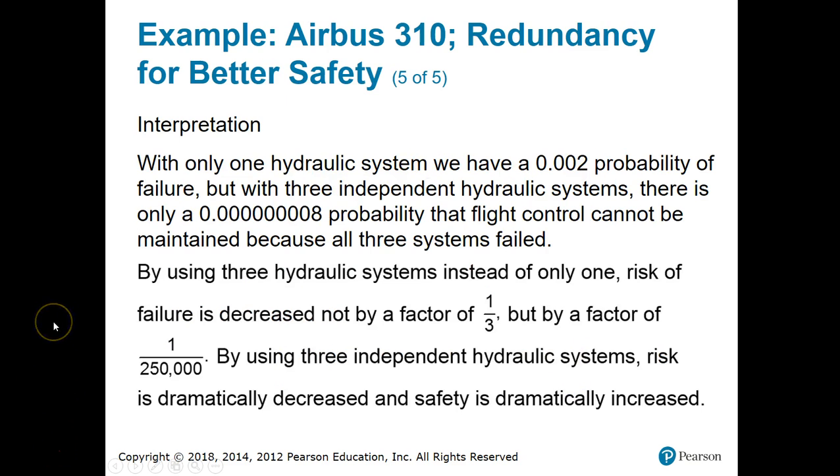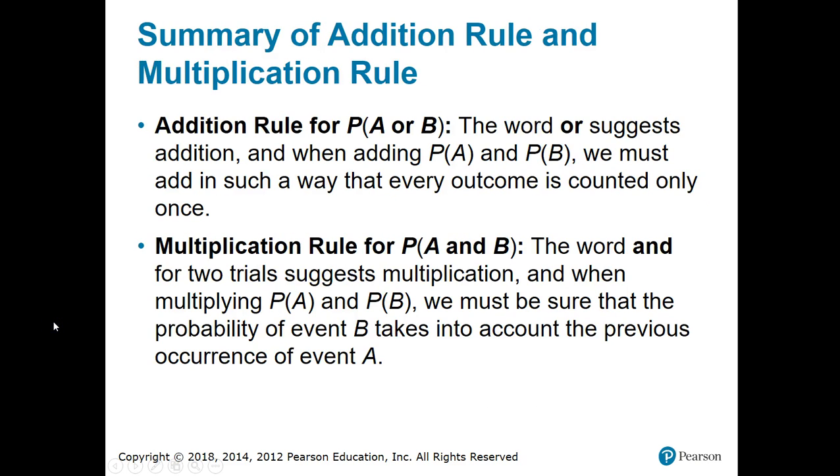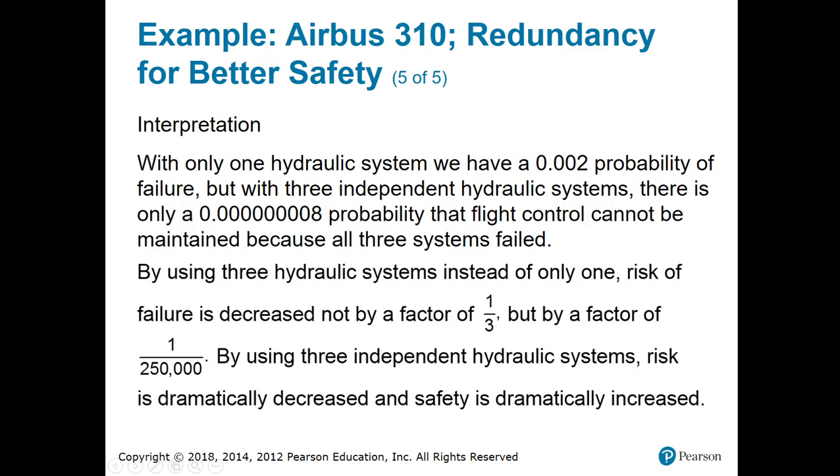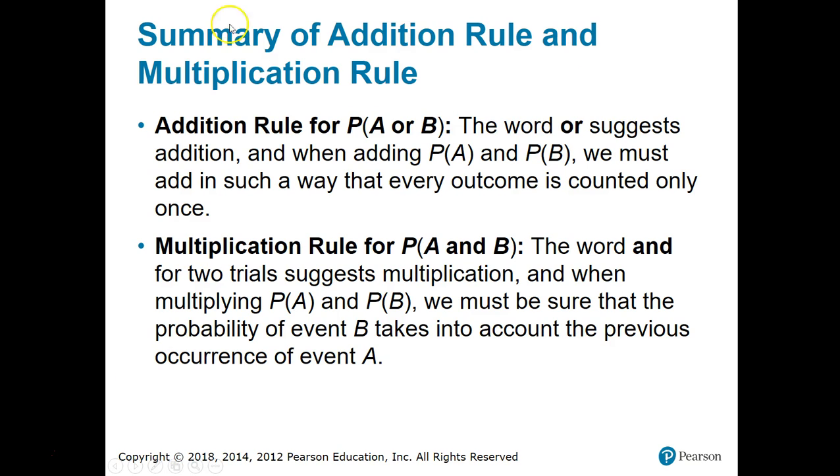So in other words, you're probably pretty good. Having 3 decreases the failure probability not by a factor of 1/3, but by a factor of 1 over 250,000. So not bad. You need hydraulics after all. Are they that important? Summary of the addition rule: addition is for or, multiplication is for and.